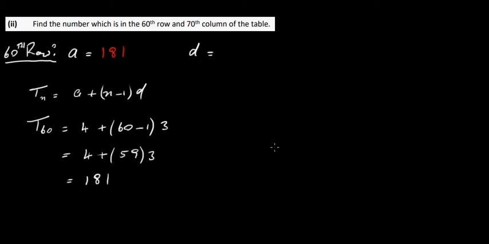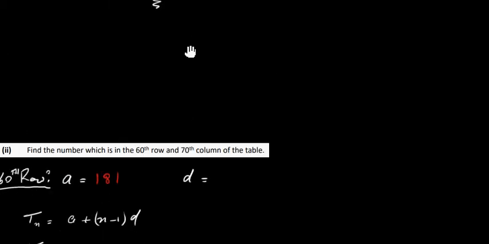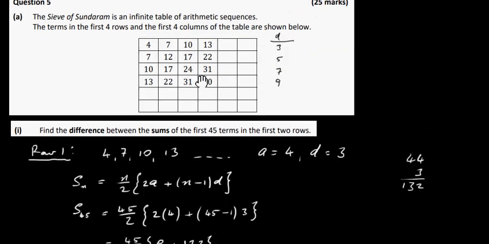Now how am I going to work out D for that particular row? Well, again, if we go back to where I started, we had a look at these differences. The difference in the first row is 3. The difference in the second row is 5. The difference in the third row is 7. The difference in the fourth row is 9. The differences themselves form an arithmetic sequence, 3, 5, 7, 9, where A is 3 and D is 2. The difference of the differences, if you like, is 2.